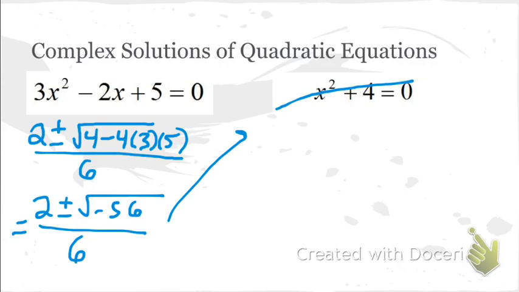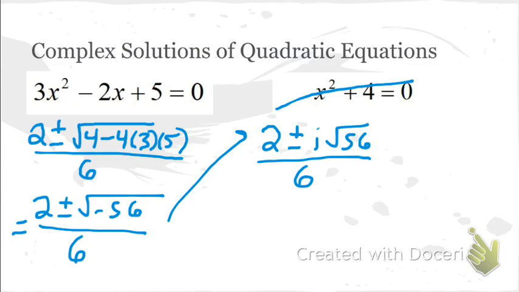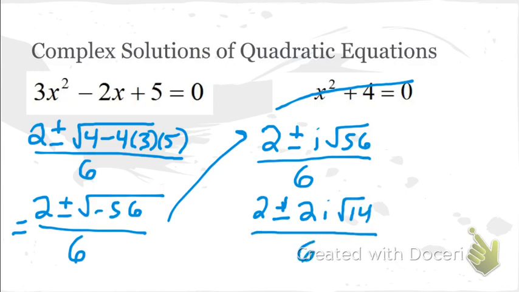Alright, and then we could take the i out, and we can also simplify root 56. Pretty sure that's 4 times 14. Yep, so that's going to become 2 plus or minus the square root of 4, which is 2, times i times root 14, all over 6. And now, because 2 and 2 both go into 6, we could rewrite this as 1 plus or minus 1i, so just i, root 14 over 3.